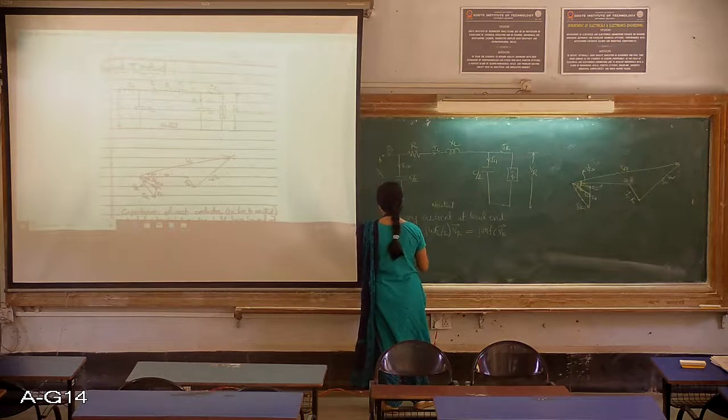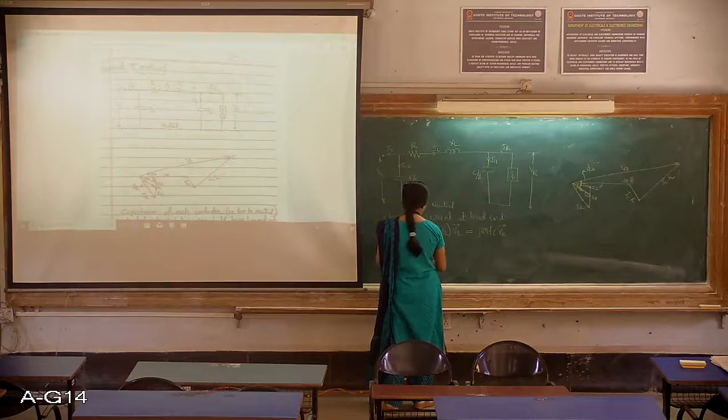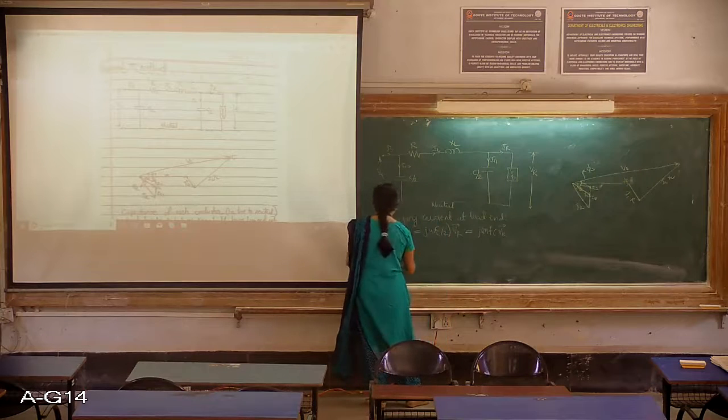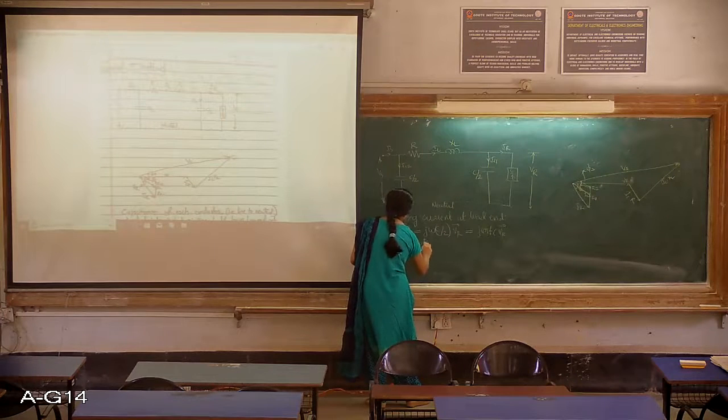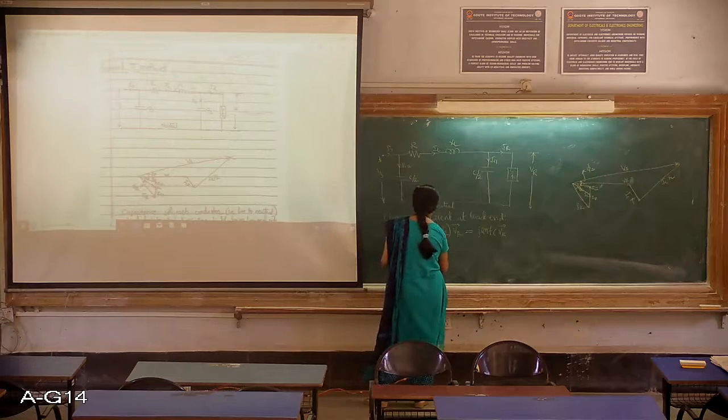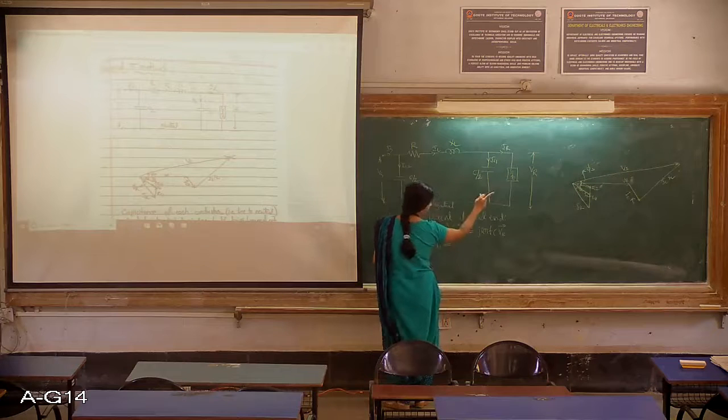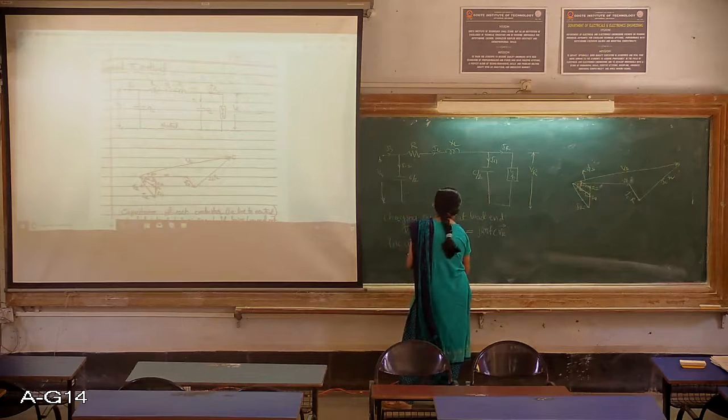So that C is nothing but C by 2. Okay, then line current IL will be, so you can look at the phasor diagram. So IL is IR plus IC1.